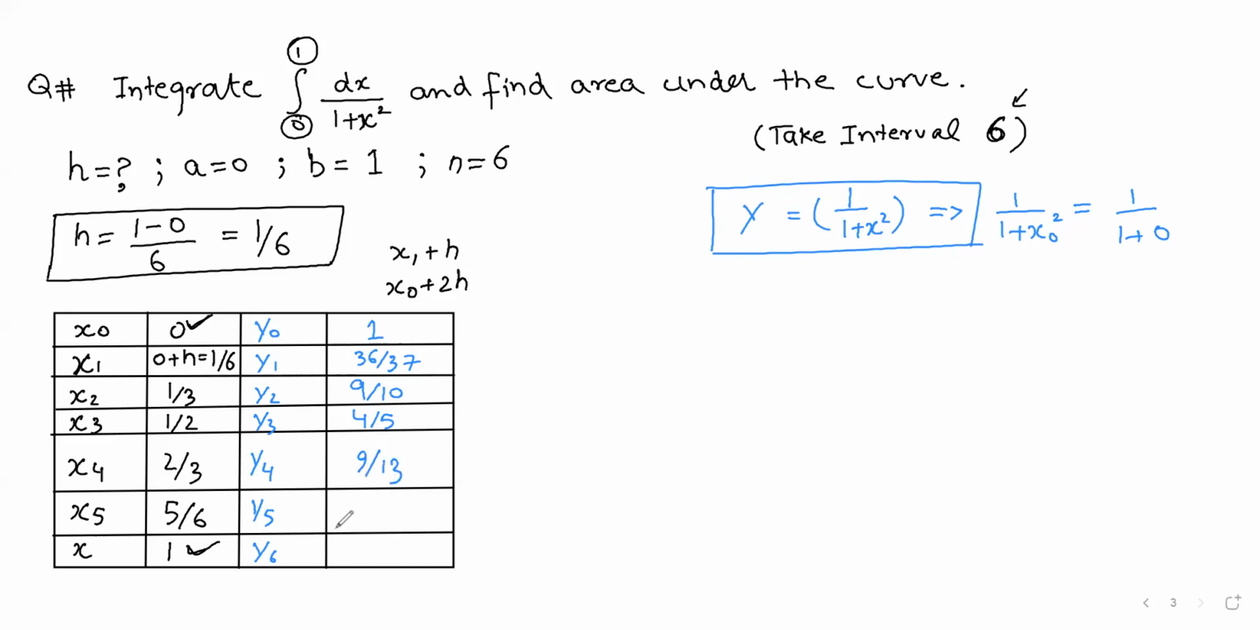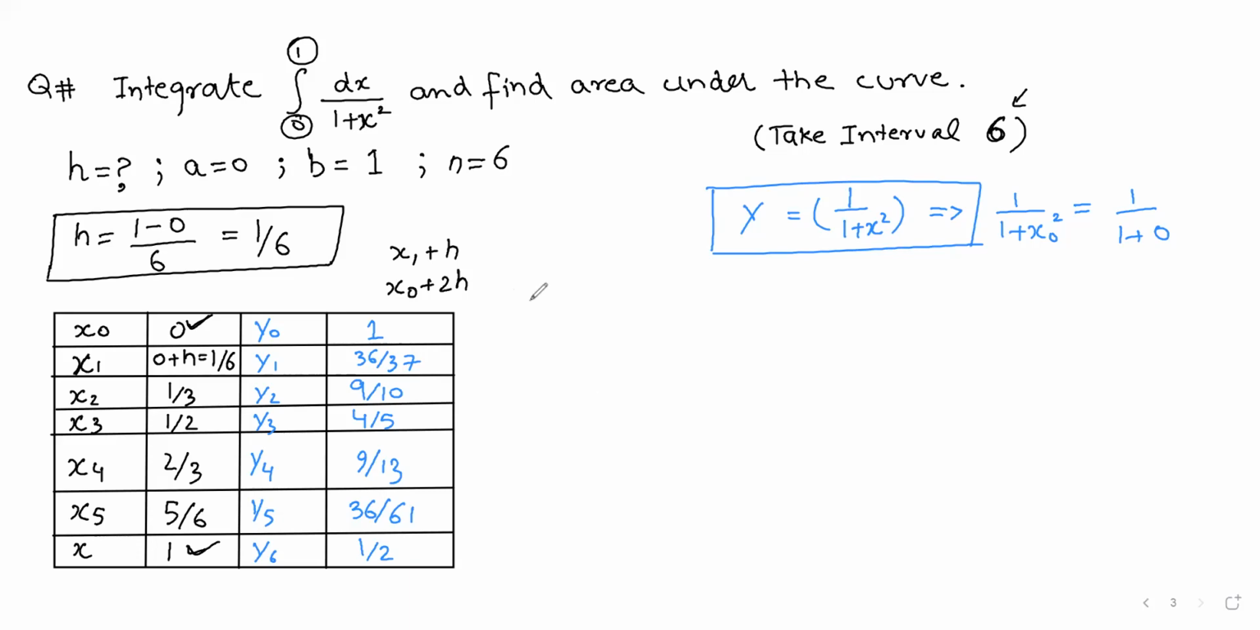And Y5 is 36 by 61. And finally Y6 is equal to 1 by 2. So students, it's up to you. You can take it by fraction, or you can write it into points. Whatever is easier for you, you can go for it.